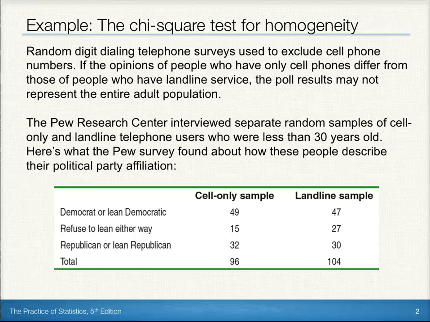The Pew Research Center interviewed separate random samples of cell-only and landline telephone users who were less than 30 years old. Here's what the survey found about how those people describe their political party affiliation. You can see in this two-way table we have political affiliation, Democrat or lean Democratic, refuse to lean either way, Republican or lean Republican, and then we have the counts of individuals in the cell-only sample and the counts within the landline sample for a total of 200 individuals surveyed.